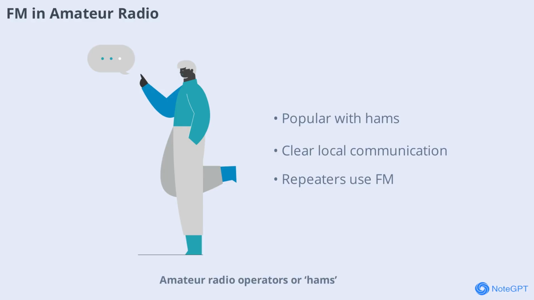Amateur radio operators, or hams, frequently use FM for local voice communication. FM's clarity and ease of use make it a popular choice for hobbyists who want to communicate reliably over short to medium distances. Many amateur radio repeaters use FM to extend coverage and improve signal quality.